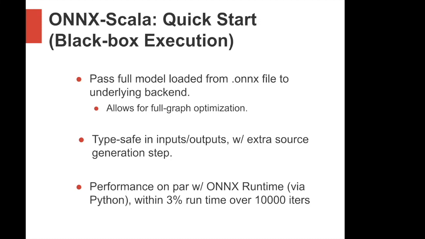So the end result is that we get what we were looking for. We get inference working in Scala. And if we want some extra type safety on top of that, we can do that. It can be type safe in the inputs and outputs in the ways that I'll describe later, but we need an extra source generation step. We can't just do this at runtime yet, pick up the file and run and have type safety, because that's at runtime and we're doing the compilation at compile time. So we need an extra source generation step, but that's optional.